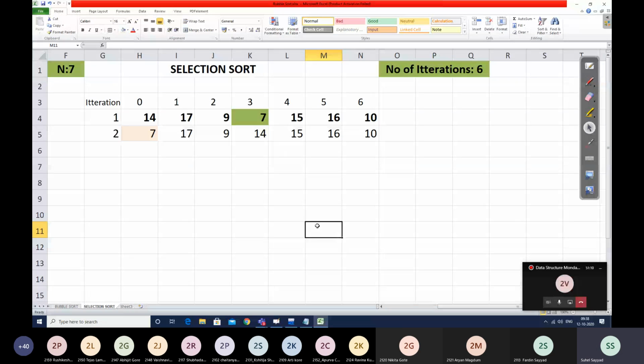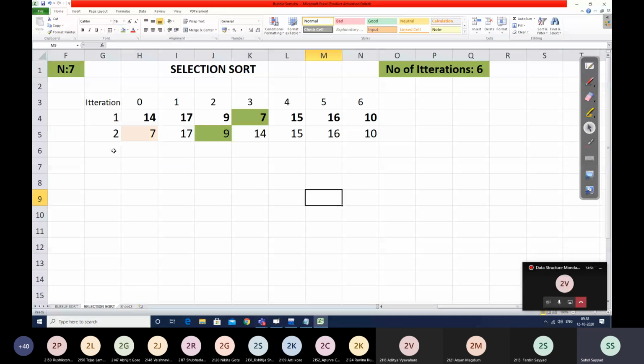Now in second iteration, I'll find the smallest number. What is the smallest number that I find in the second iteration? What will be the answer? 9. Correct? So 9 has to be placed in its appropriate position. So what swap will take place, my dear students? Can anyone tell me? 17 and 9. Correct. 17 and 9 will be swapped. Very good. The rest numbers I keep as it is.